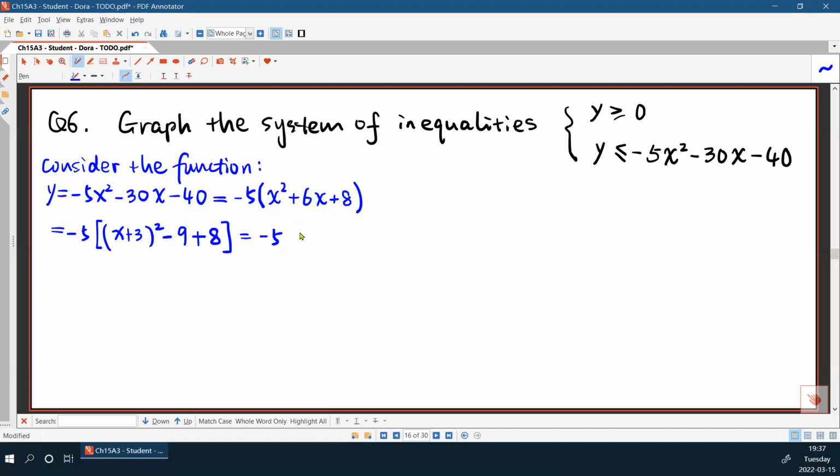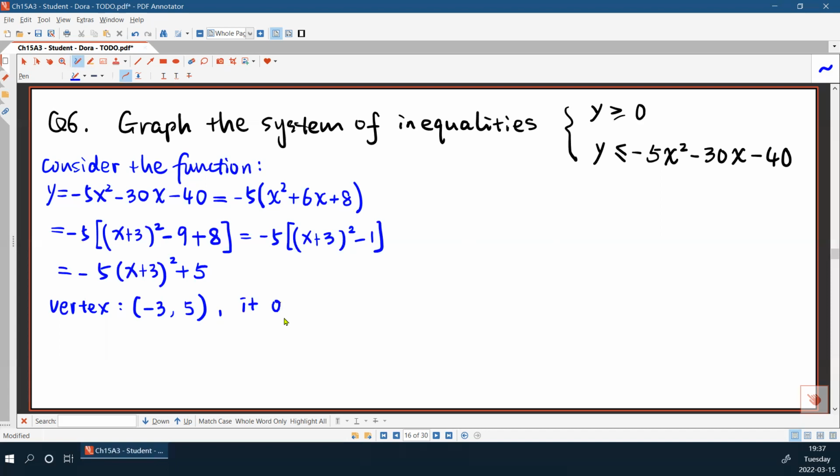Then simplify this expression. This is negative 5 times x plus 3 squared, then plus 5, right? And this is the vertex form. Therefore, the coordinates of the vertex is negative 3, 5. And the direction is, it opens down, right? Because the leading coefficient is negative 5. So it opens down.